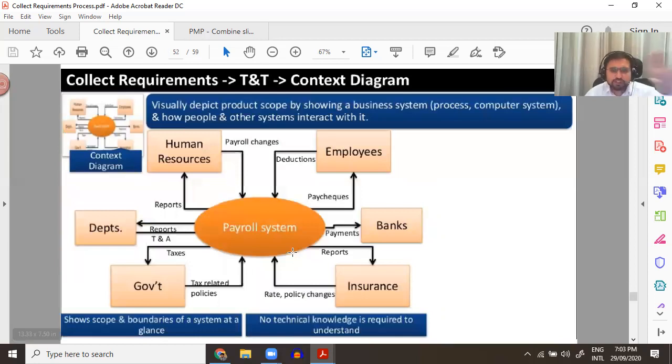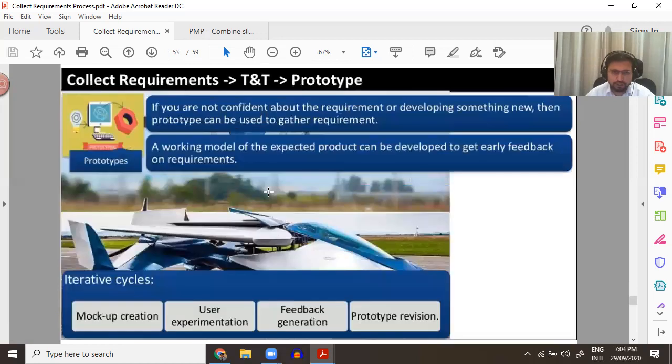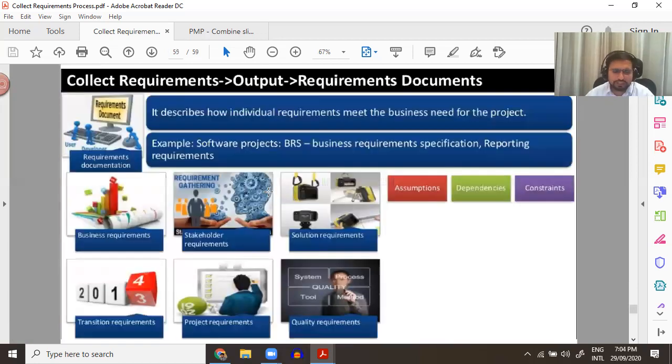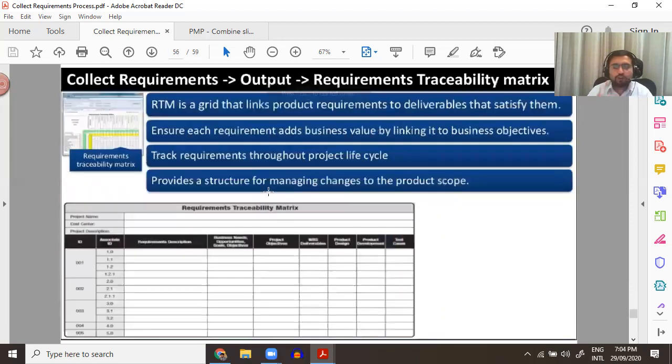Context diagram, showing the relationship of process, computer system, and all those things. You make a prototype, you get requirement documentation, all requirements are documented here, and you get the requirement traceability matrix, a matrix linking all the requirements.